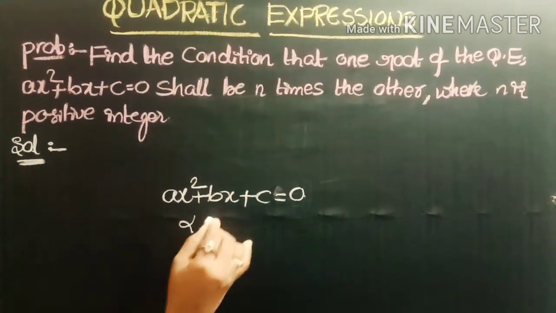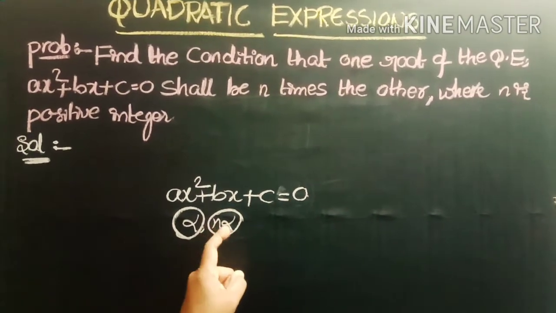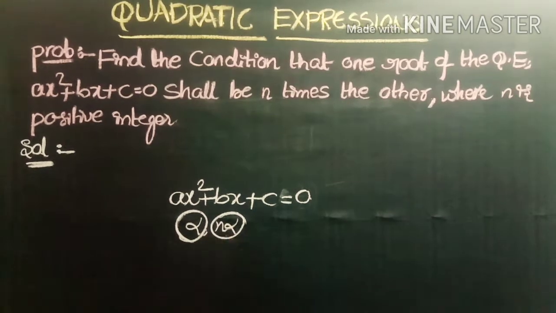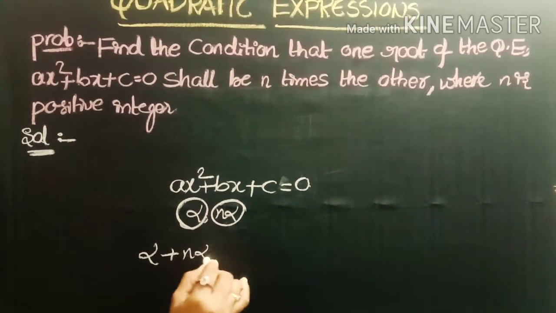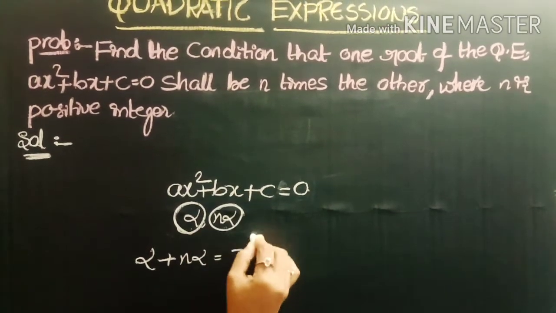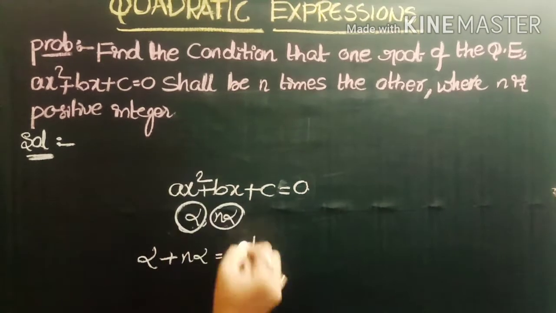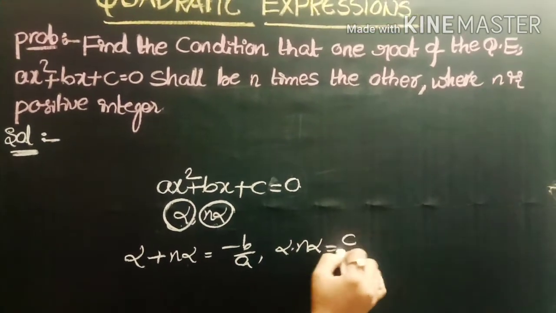That is, the roots are taken as alpha comma n alpha. One root is n times the other root. So we are taking the roots as alpha comma n alpha. Now what is the sum of the roots? The formula for the sum of the roots is minus b by a. Sum of the roots alpha plus n alpha is equals to minus b by a. Here the value is minus b by a. And product of the roots alpha into n alpha is equals to c by a.